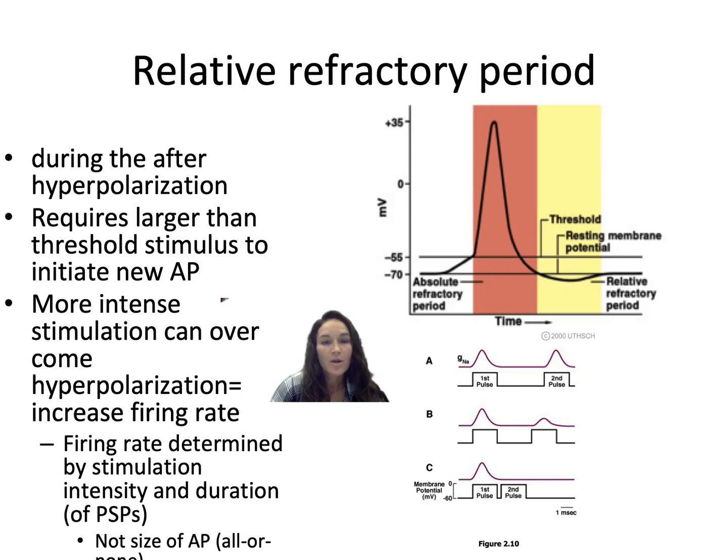So it doesn't matter that we're in a relative refractory period. And this is why firing rate is determined by the stimulation intensity and the duration of the postsynaptic potentials. The longer they're able to generate depolarization in the membrane of the axon hillock, the more likely they are to be able to override that relative refractory period. And so we can't override the absolute refractory period. That's impossible based on the physiology of the voltage-gated channels, but we can override the relative refractory period with a big enough depolarization.